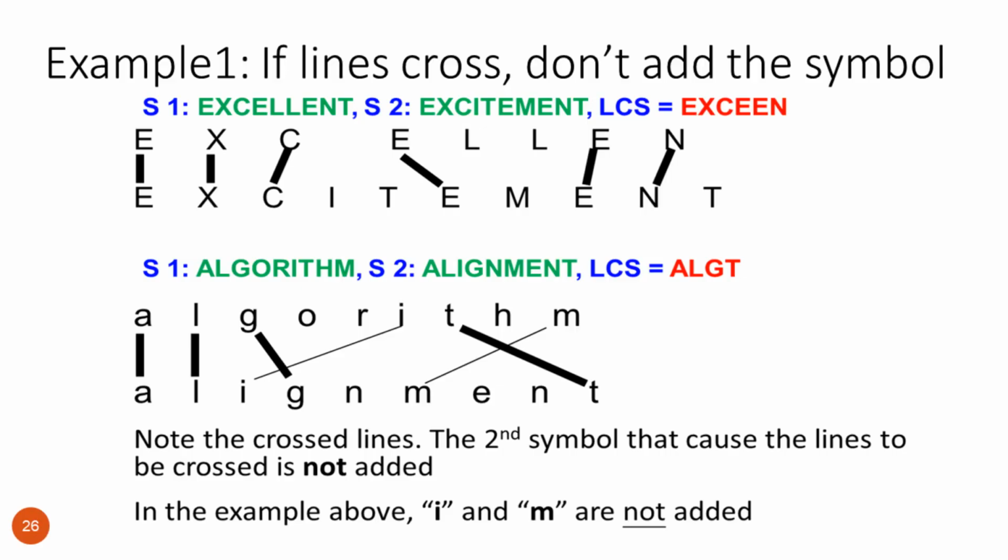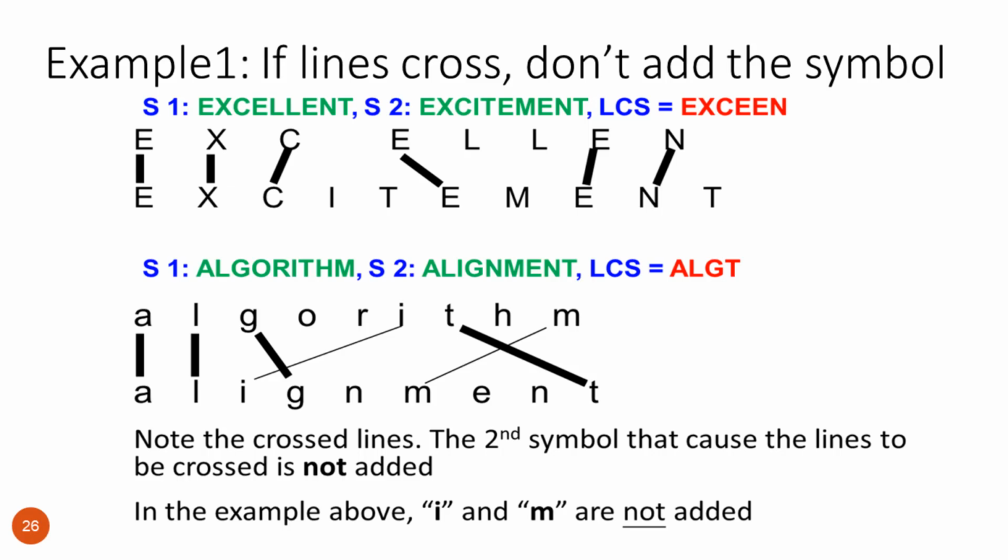Here's a not so sophisticated way of trying to calculate the LCS. Let's line up the two words excellent and excitement, and wherever the two characters match, we can draw a line. But we're going to do this from left to right. So E matches with E, X with X, C with C, and then we have the second E in excellent. We can't draw a line back to the first E in excitement, but we can move forward. So we can draw a line forward with the second E in excitement.